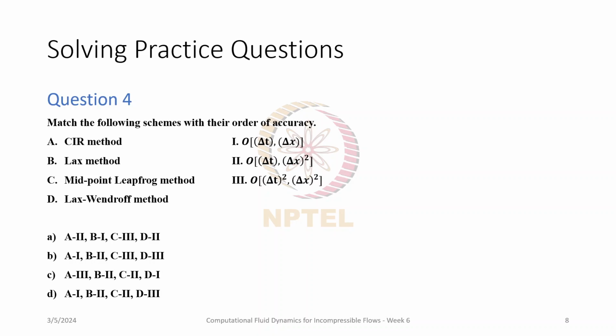Just try to find out what is the order of accuracy for each of the schemes. The schemes are option A, CIR method, option B, lax method, option C, midpoint leapfrog method, and option D, lax Wendroff method. And the items on the right hand column are order of accuracy: option 1, first order in time, first order in space, option 2, first order in time, second order in space, and option 3, second order in time, second order in space.